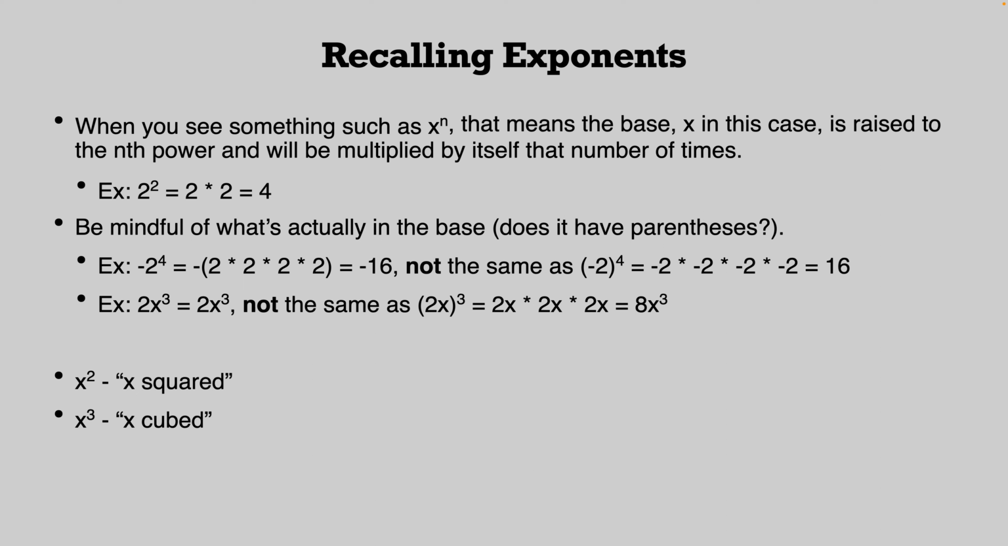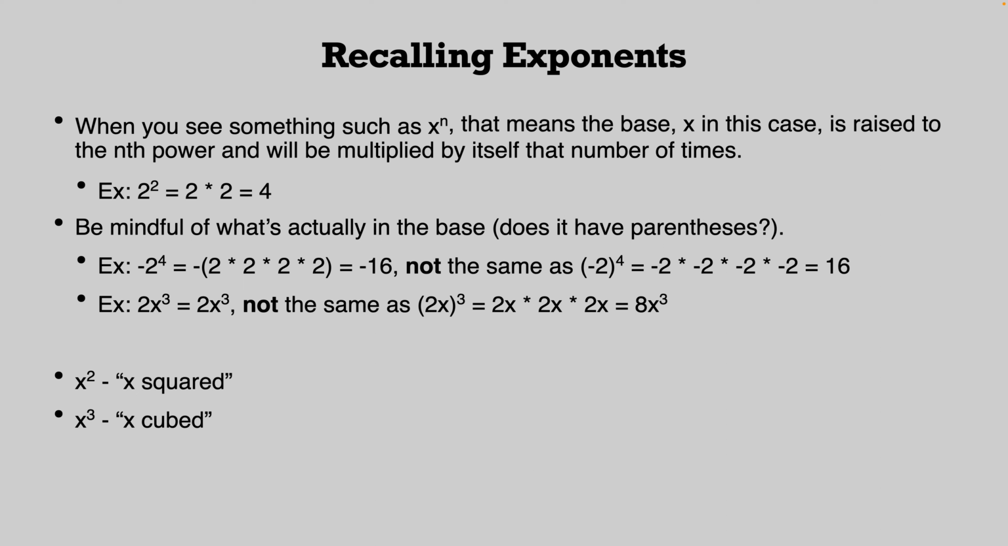An important note is that you want to be mindful of what is actually in the base, and that mainly comes down to whether you see parentheses. For example, you see negative 2 to the fourth power. That one doesn't have the negative 2 included in the base. It's the 2 being raised to the fourth power rather than the negative, so that would equal negative 16. But if you had parentheses around the negative 2, then the negative 2 is part of the base, and as such, the result there would be positive 16.